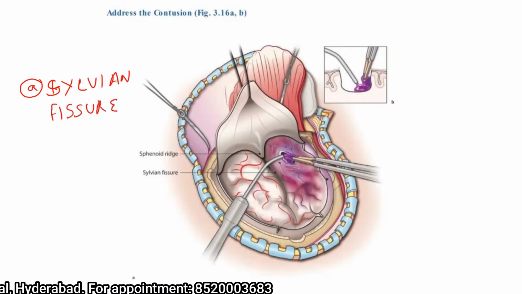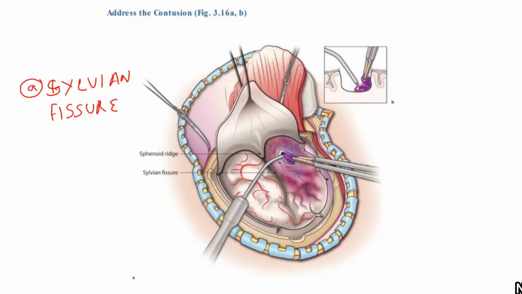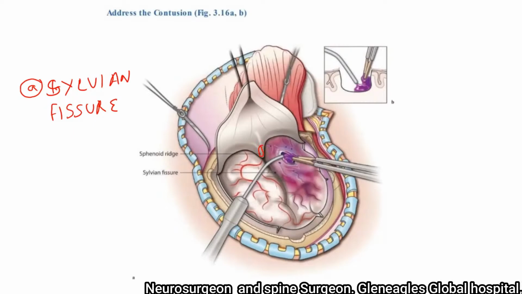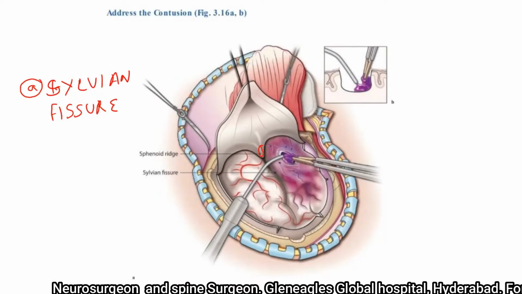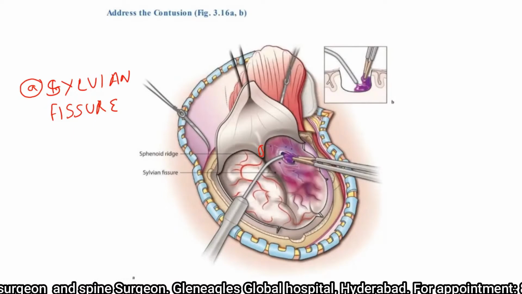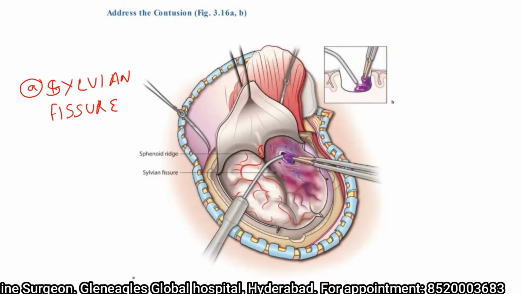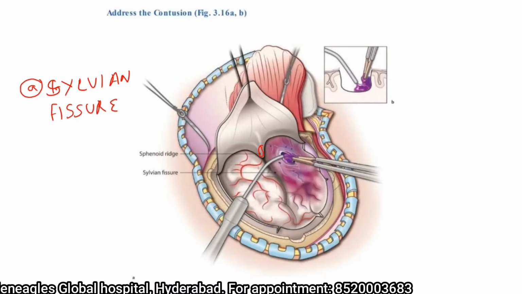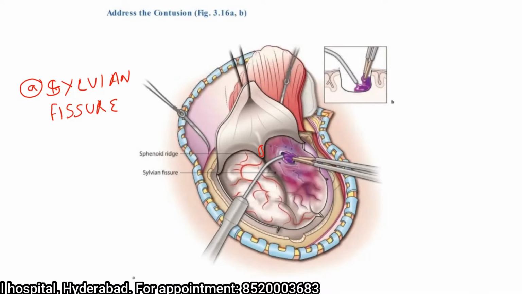So how do you identify the Sylvan fissure? Identification of the Sylvan fissure is best done in relation to the location of the sphenoid ridge. So this is the sphenoid ridge. If necessary, you may drill the base of the sphenoid ridge until flush with the anterior middle cranial fossa to augment the surgical exposure. Then inspect the cortical surface.